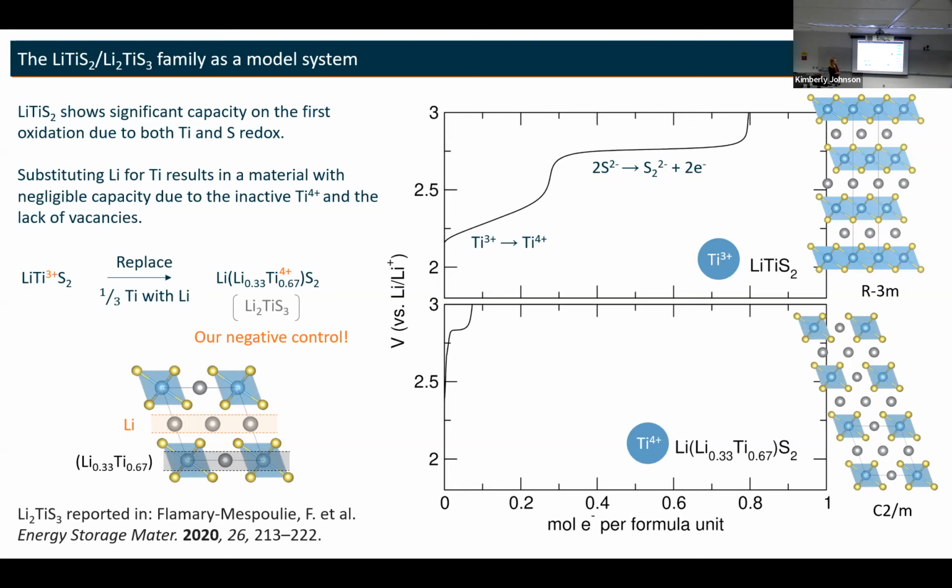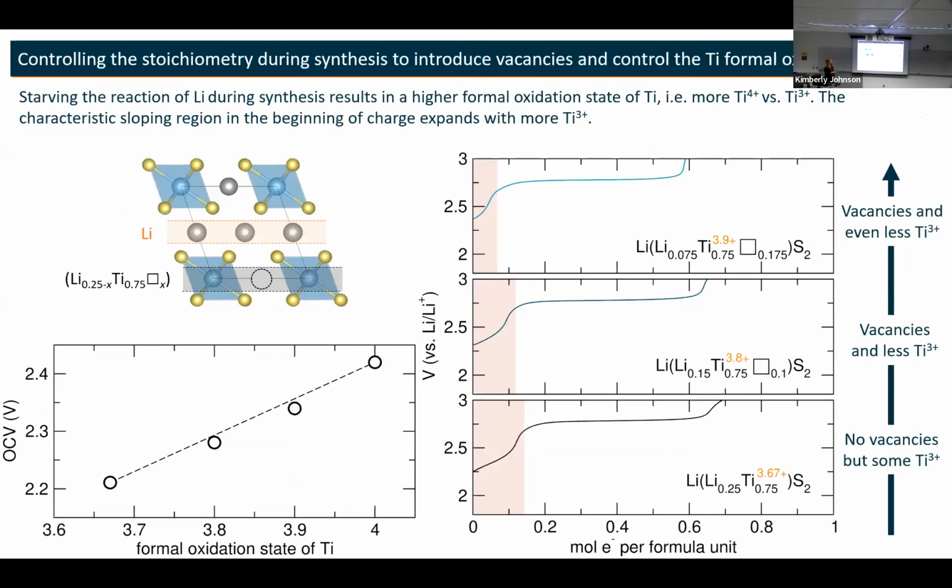So to prove to ourselves that this region is due to titanium oxidation, and that we can systematically change the oxidation state of titanium, we were basically able to take lithium out of the lithium layer and form vacancies. And by doing that, we'll change the formal oxidation state of titanium.